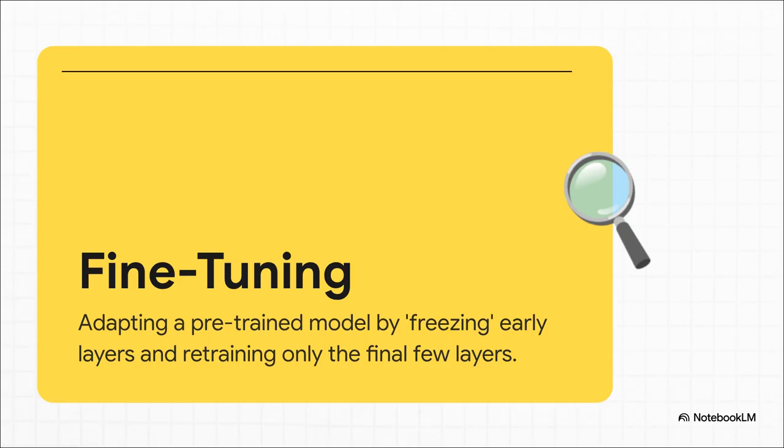It's really about adapting that expert model. What we do is we freeze the early layers. Those are the ones that learn to see all the universal stuff like edges and shapes. That knowledge is way too valuable to throw away. Then we only retrain the last few layers on our small specific dataset. It's kind of like teaching a seasoned doctor a new specialized surgical technique. You don't make him go through all of med school again.